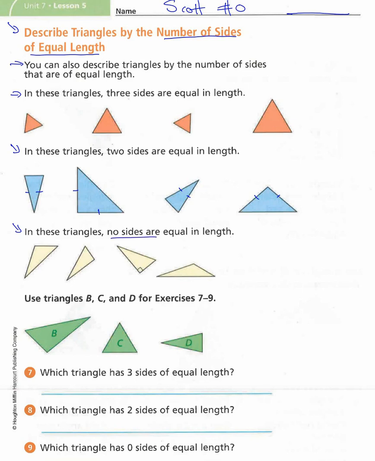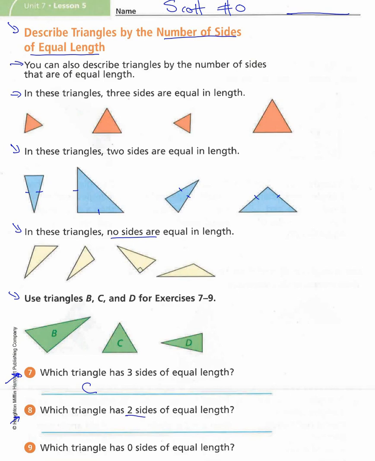So let's go ahead and come down here. It says use these triangles, B, C, and D. Let's use these to answer some of these questions down here. So let's go to number 7. Which triangle has three sides of equal length? Go ahead. Yep, C. Good job. Number 8. Which triangle has two sides of equal length?